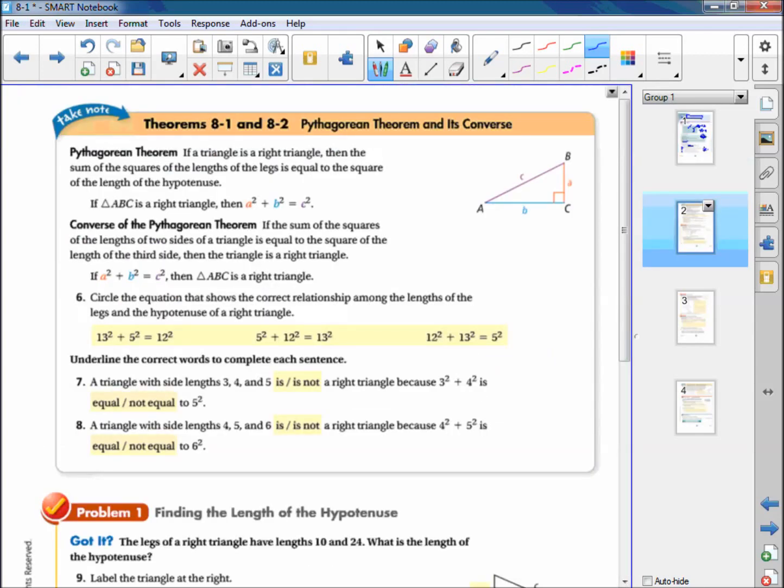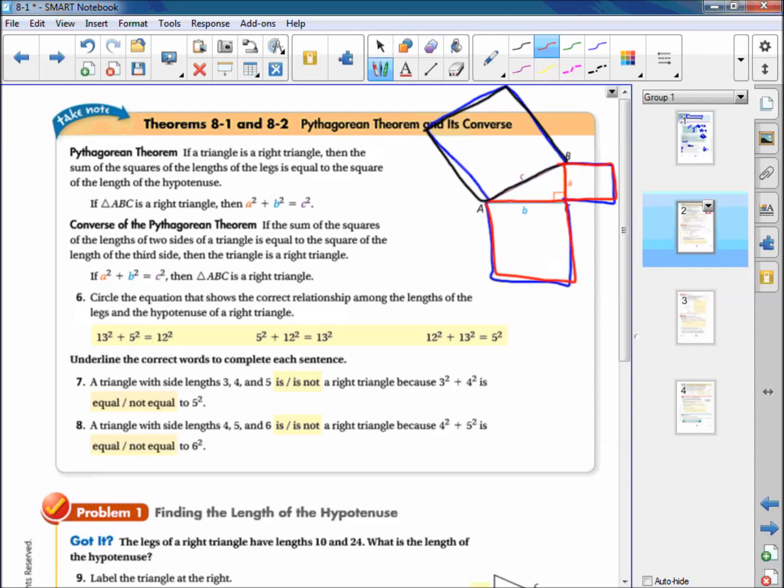All right, theorems 8-1 and 8-2, the Pythagorean theorem and its converse. Pythagorean theorem: if a triangle is a right triangle, then the sum of the squares of the lengths of the legs is equal to the square of the length of the hypotenuse. All right, and we'll see some proofs about this as we go along, but basically it's saying, hey, if you were to square, in other words, draw squares here, so look at the area of these three squares. This big square formed by the squaring of the hypotenuse has the same area as these two little squares put together, formed by squaring the legs.